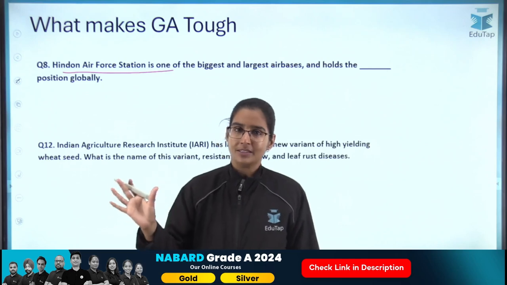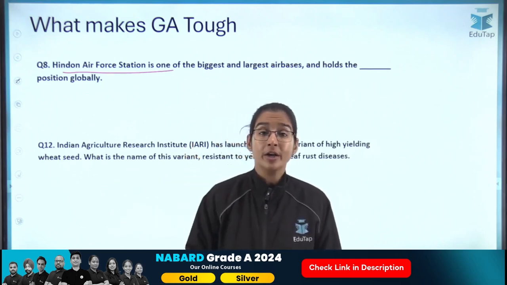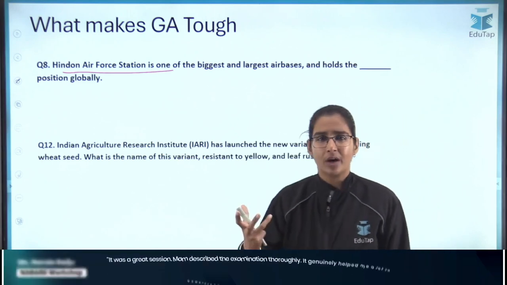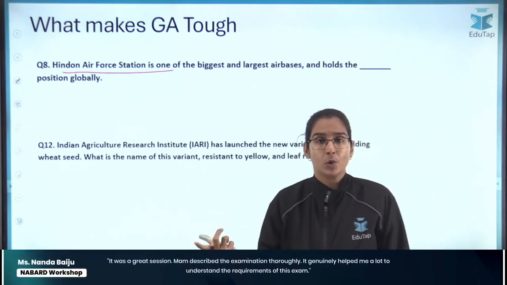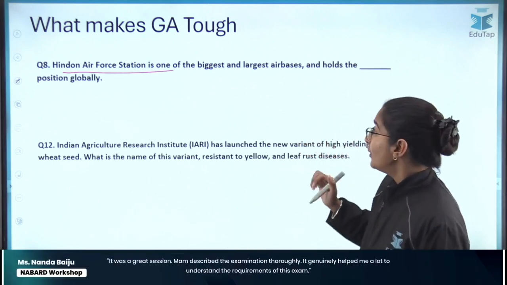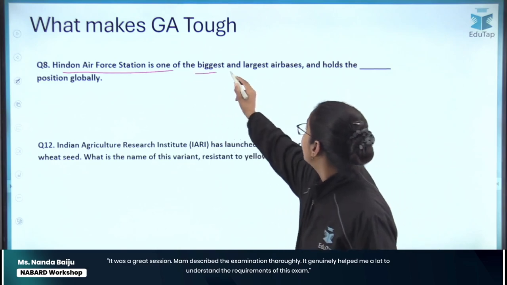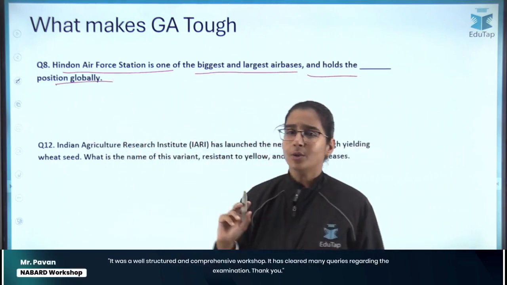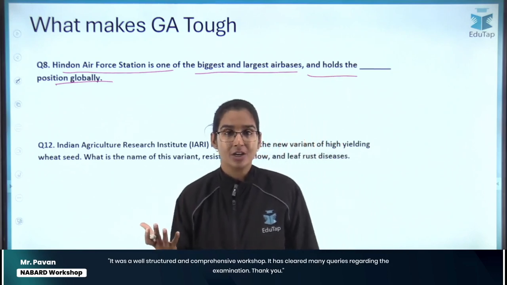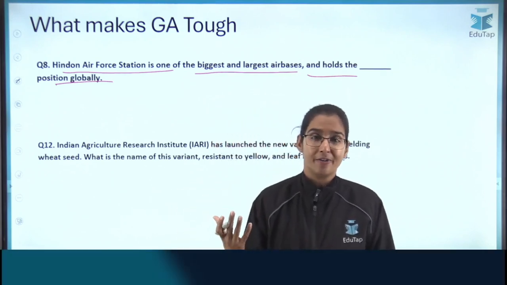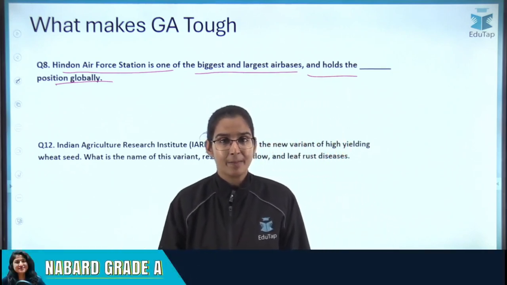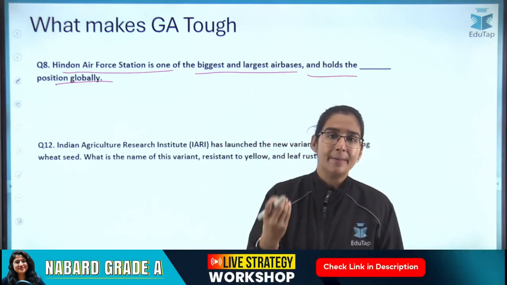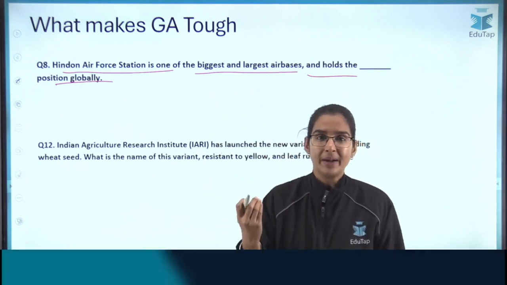This was in the news because Sheikh Hasina landed on this airport, but the kind of question they have asked was not something as easy as where this was located. No, it was something like: it is one of the biggest and the largest airbase and holds the dash position globally. Now this is not a very conventional question which used to be asked previously in the NABARD paper, but this was again just an example I am giving you of how the paper is becoming more and more unconventional.